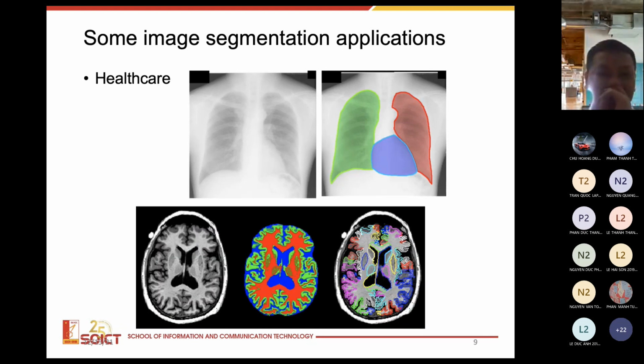Okay, here is another example of the problem in healthcare. For example, you can have an X-ray image that captures the lung of a patient, and then you want to classify the pixels belonging to some specific disease, such as cancer and so on, right? And also another example in healthcare: this is an X-ray of the brain, right?